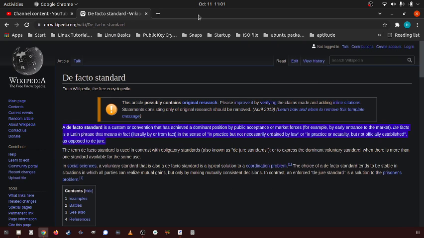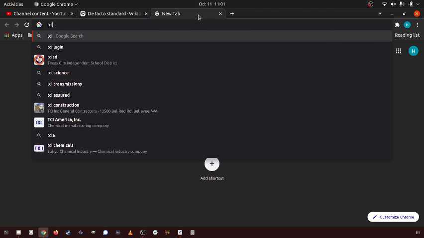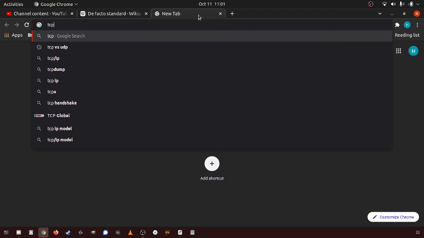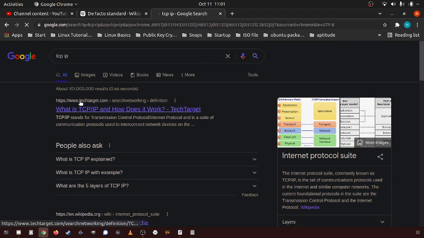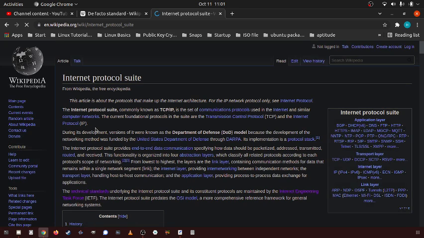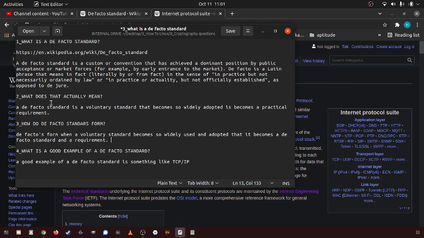So a good example of what I mean is TCP/IP, the Internet Protocol Suite. So what I mean by this is, a de facto standard is a voluntary standard that becomes so widely adopted it becomes a practical requirement.